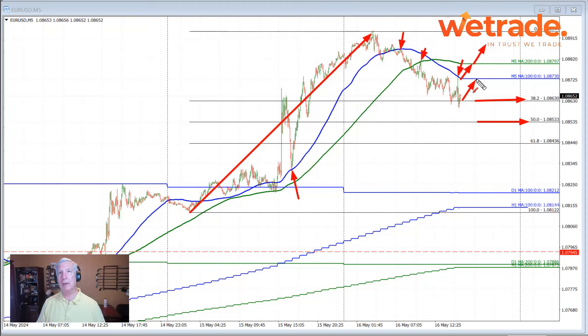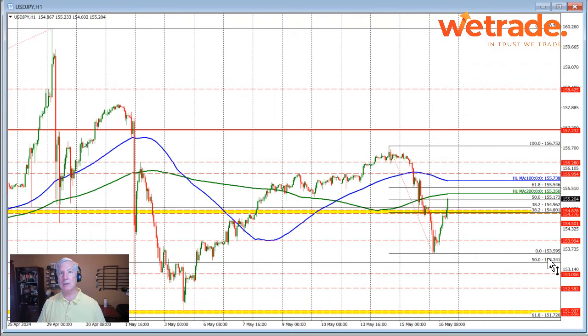We'll see if they can push above the 100 bar moving average and the 200 bar moving average. That would give me more confidence that this type of move is just a correction in what is a move higher in the euro versus US dollar. We'll see. Let's take a look at the hourly chart of the dollar versus yen.